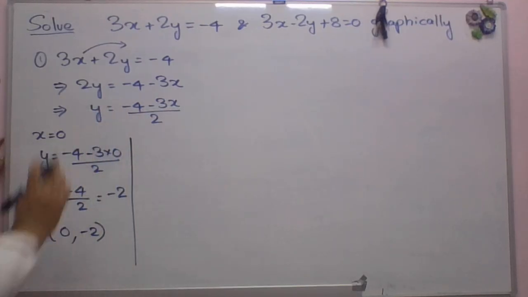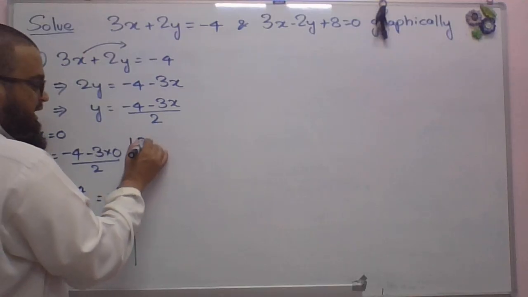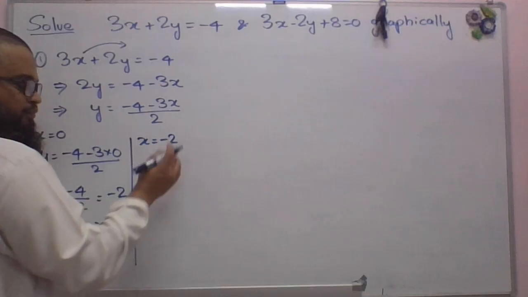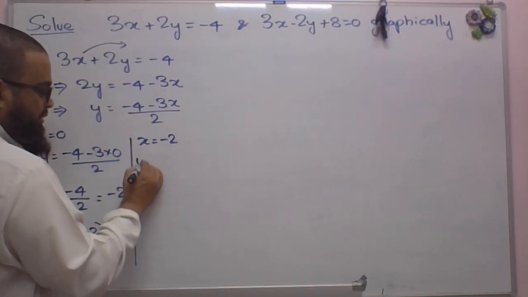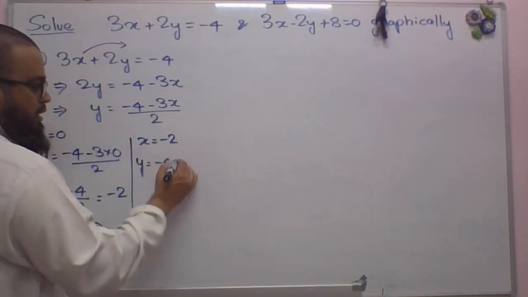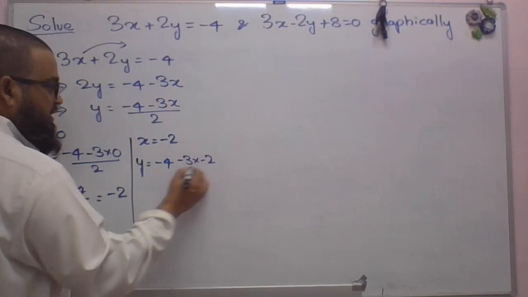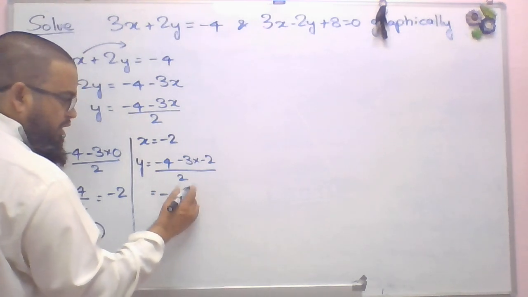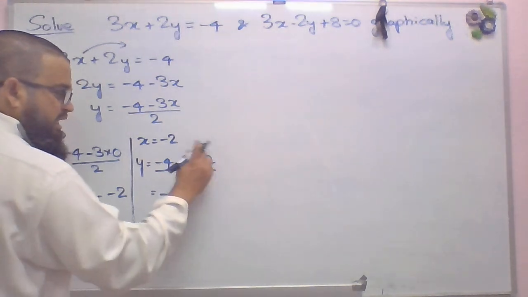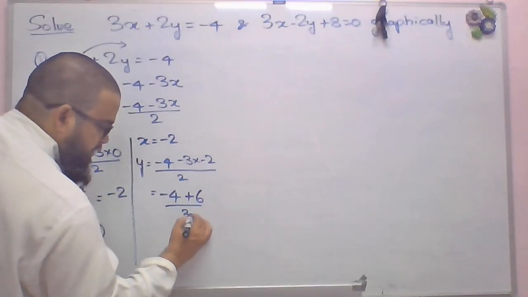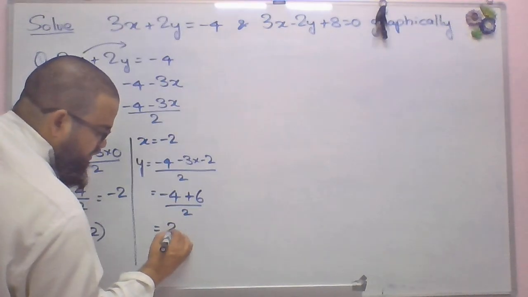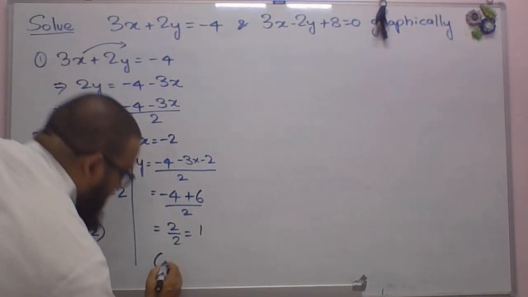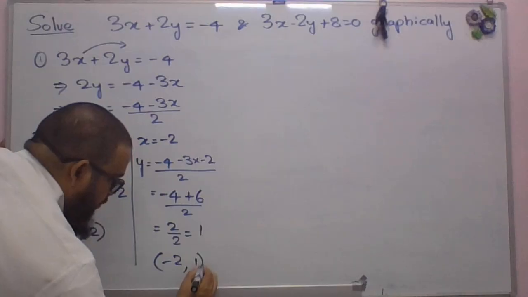Now, if I go for x is equal to 1, what will happen? It will become an odd number. So therefore let me take x is equal to minus 2. Okay, if I take minus 2, what will happen? y is equal to minus 4 minus 3 multiplied by minus 2, divided by 2. You have to be careful. Minus 4, minus into minus is plus, 3 times 2 is 6, divided by 2. So that is equal to minus 4 plus 6 is 2, by 2, that equals 1. So what is the coordinate? The x coordinate is minus 2 and the y coordinate is 1.